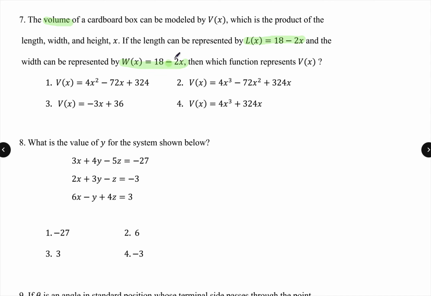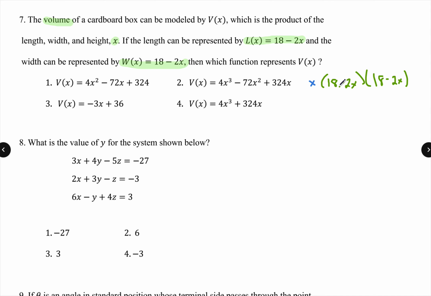They're giving me my length. Well, I saw a couple of you just went and multiplied this. This would only give me my area. And they kind of hide the height, which is x, in here. So what am I going to do? I'm just going to still multiply 18 minus 2x times 18 minus 2x. And then at the end, I'm going to make sure that I have that x, and I multiply everything and raise it to another power of x again.